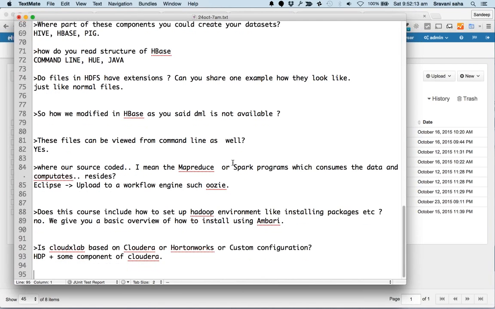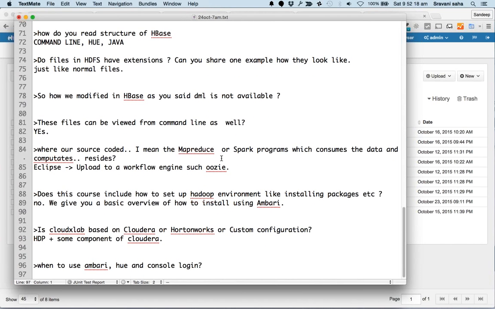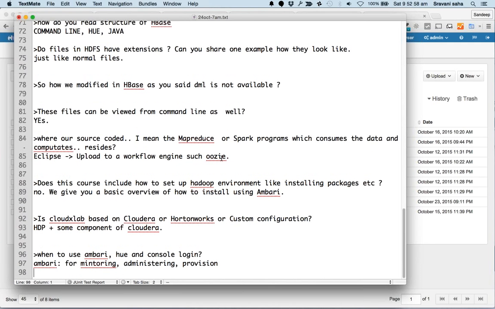All right. Another question from Pankaj is when to use Ambari, Hue, and console login. So you use Ambari for monitoring and administering. You install things using Ambari, you monitor servers using Ambari, and also you add, we call it provision, using Ambari. You interact with services, such as HDFS. So you can create files and upload data using Hue, but you can't do that using Ambari.